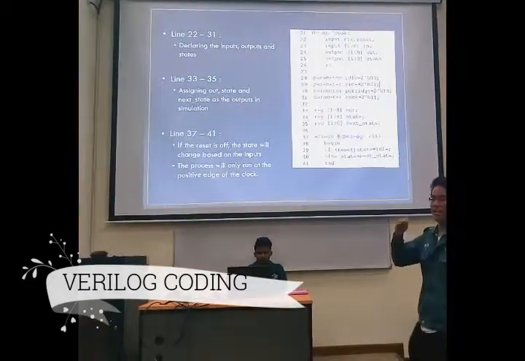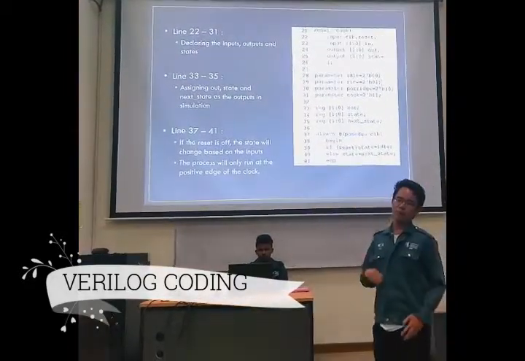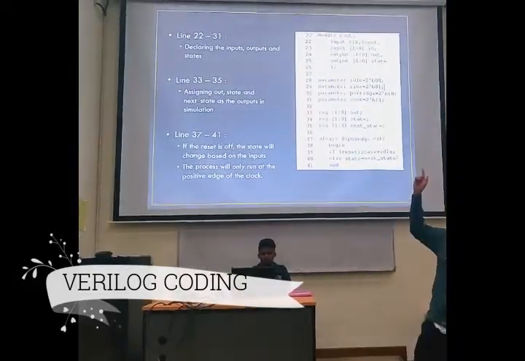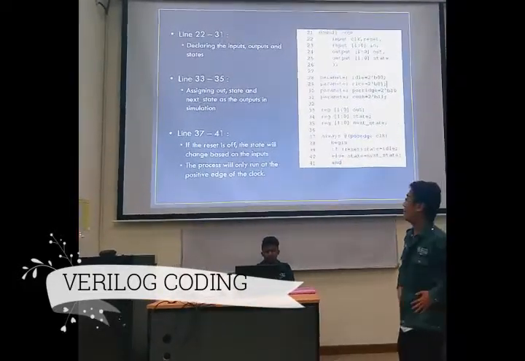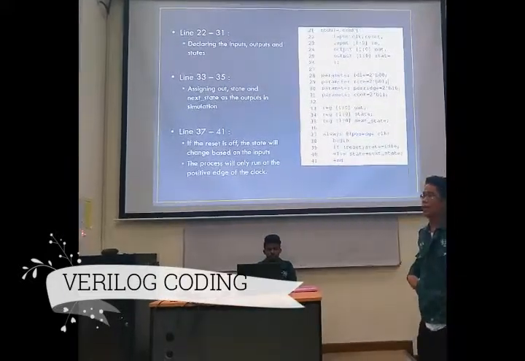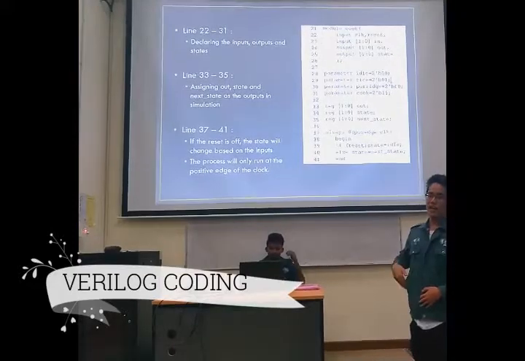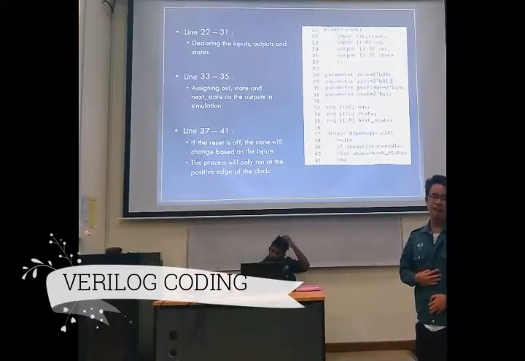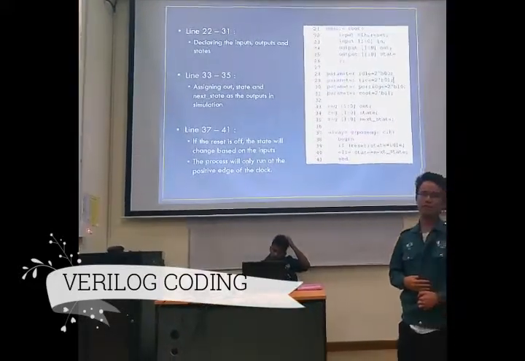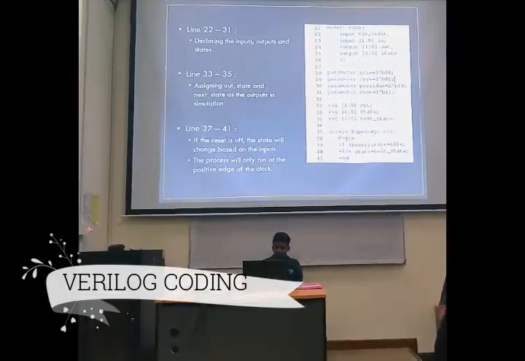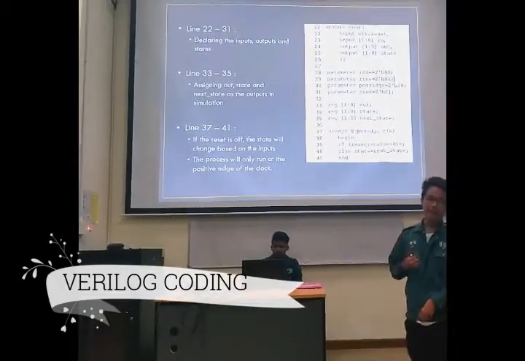So at the beginning, we need to declare our inputs and outputs based on what we just did for the state diagram. From line 22 until 31, you can see that we already declared the inputs and the outputs. The inputs are clock, reset, and in. The clock and reset are there due to the flip-flop that we're using, which is the D flip-flop. And then we've got outputs as well, which are out and state.